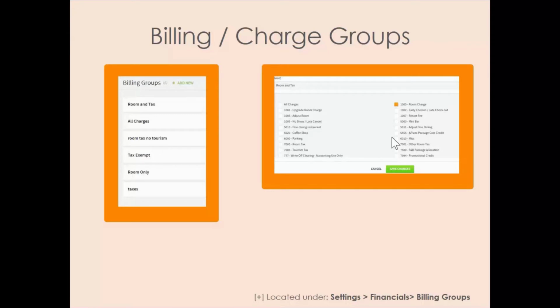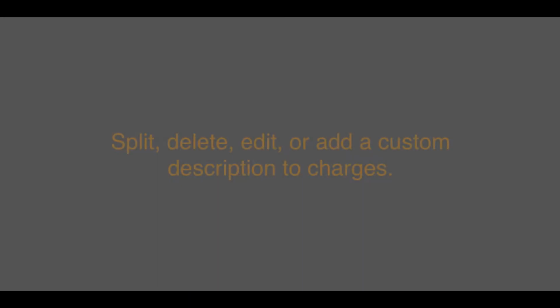So if you set up an all charges group at the very beginning of your creation of your hotel, and 6 months in you say, I need a new charge code to post my minibar charges or something else, or you break something out, you need to go back in and add that to the all charges. It will not update automatically.